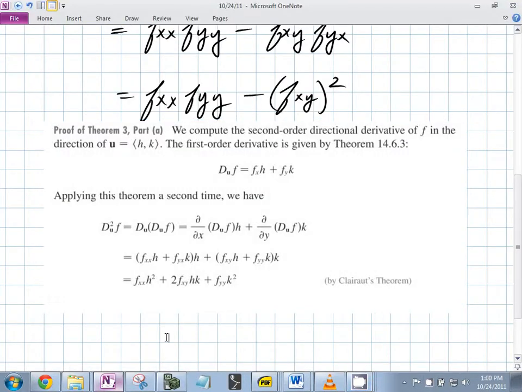So you have this. What does this represent right here? What are H and K? The direction, right? The U vector, and U is a unit vector, right? So the directional derivative in terms of U of F is this thing right here.